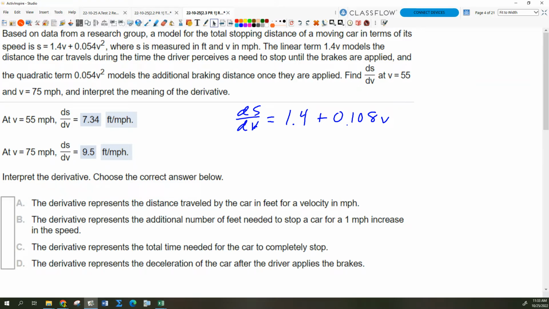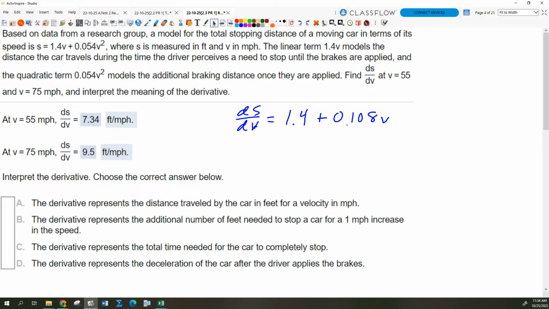Let's talk about it. Let's look at all these options here. The derivative represents the distance traveled by the car in feet for a velocity in miles per hour. No, that's the function. That's the function's job. You see that? For the function, we're inputting a speed. V stands for speed, and it's calculating a stopping distance. So that's not the derivative's job, that's the function's job.